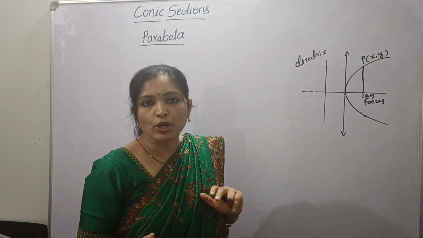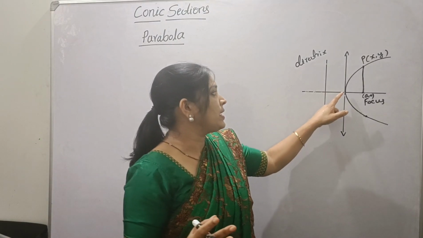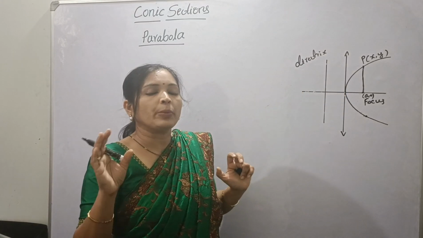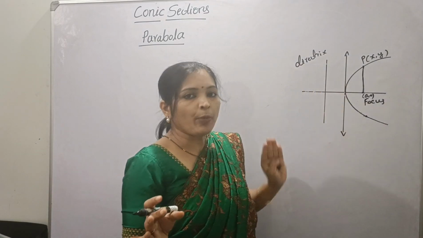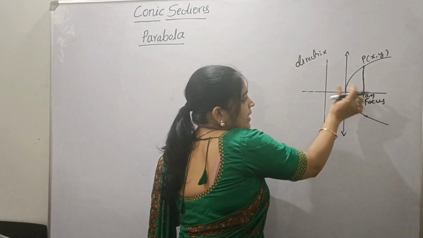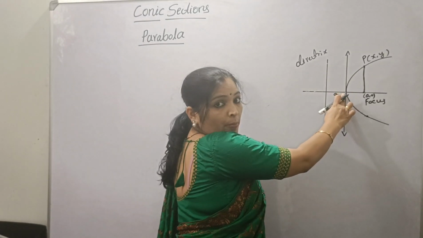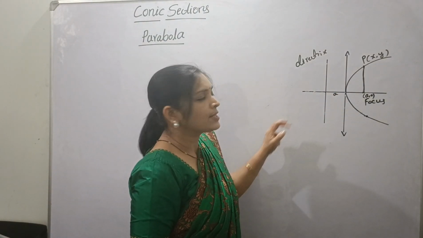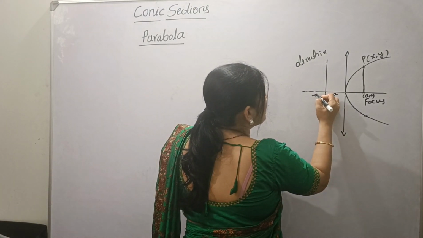This distance should also be a. Why? By the definition of the parabola, because any point on the parabola should be equidistant from the fixed line and the fixed point. Here the origin is in the xy plane, so this point is minus a, on the negative x-axis. So this point is (-a, 0).